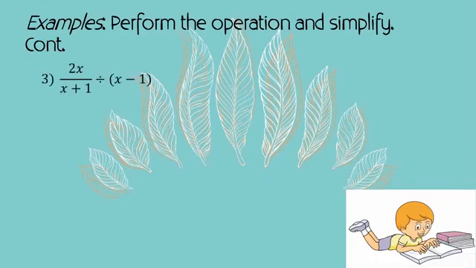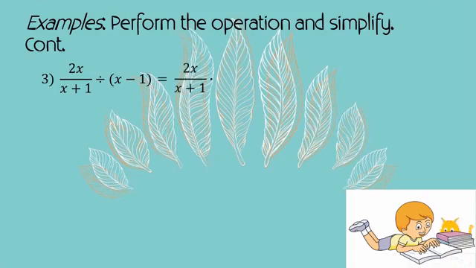Our example number 3, we have 2x all over x plus 1 divided by x minus 1. So the operation here is division. So in division, we change the operation into multiplication, but we changed our divisor to its reciprocal. Okay, so as you recall, yun yung process on dividing rational expression. So let's apply that process.